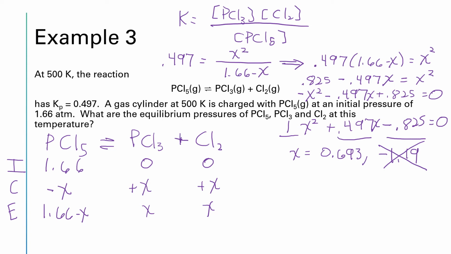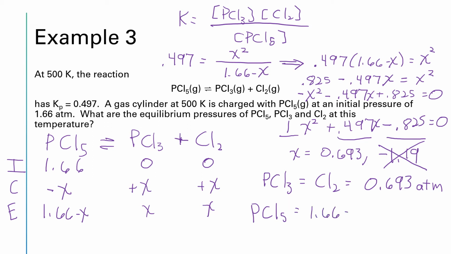We were asked to find the equilibrium pressures of all three chemicals. Well, it turns out x is the pressure of two of them, right? If we look at our equilibrium line, the pressure of PCl3 is equal to the pressure of Cl2, which is equal to 0.693 atmospheres. And then the pressure of PCl5 will be 1.66 minus x, or 1.66 minus 0.693.